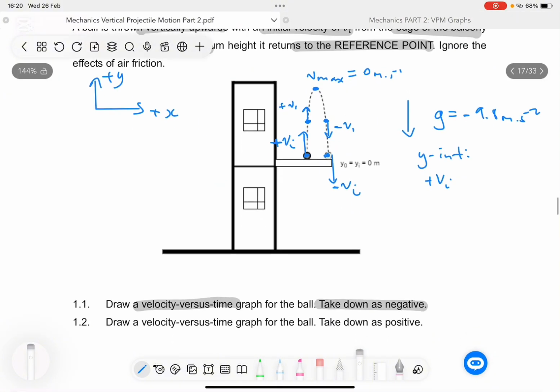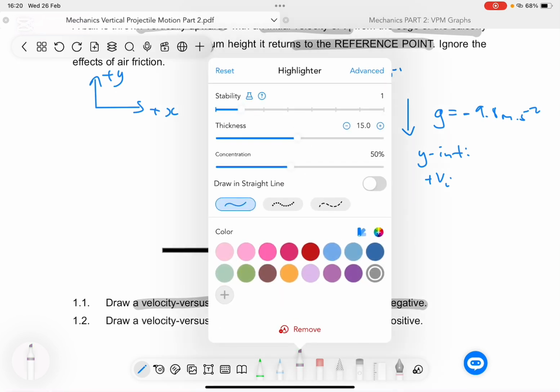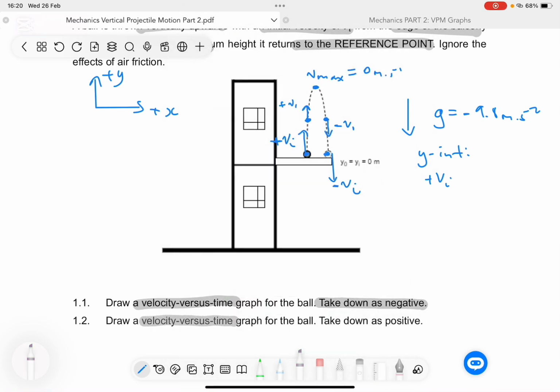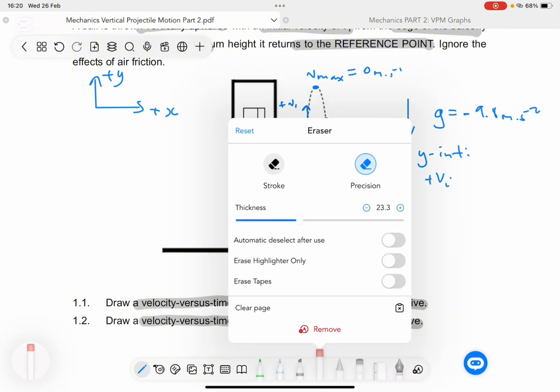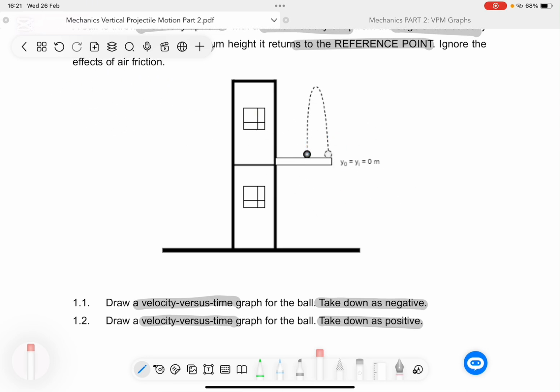The next question, 1.2, says to us that we should draw the velocity versus time graph again, but in this case we take down as positive. In other words, we change our direction. Let me erase here so that we can look at this situation.